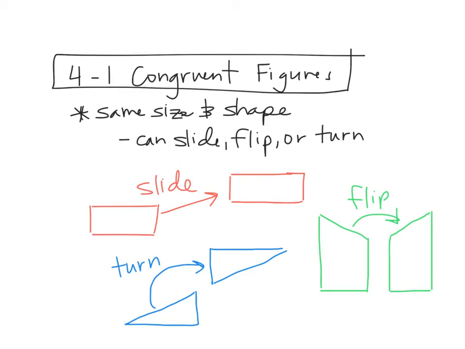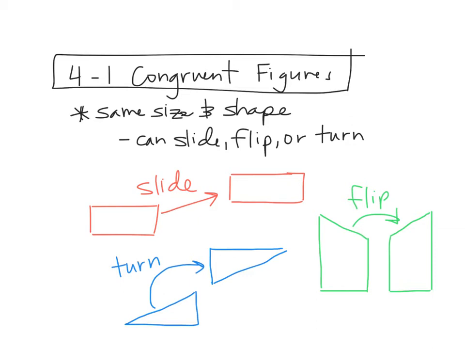It just can't change shape at all, and it can't change size. So if it's this big, it can't become this big, right? It's got to stay the same size and the same shape, and then even if it does these three moves, it's still considered congruent to what it started as, okay?